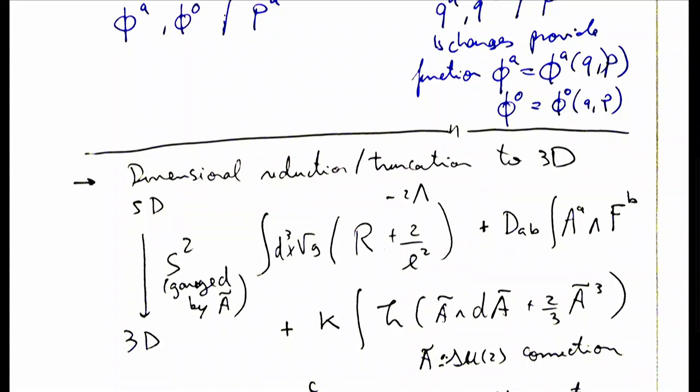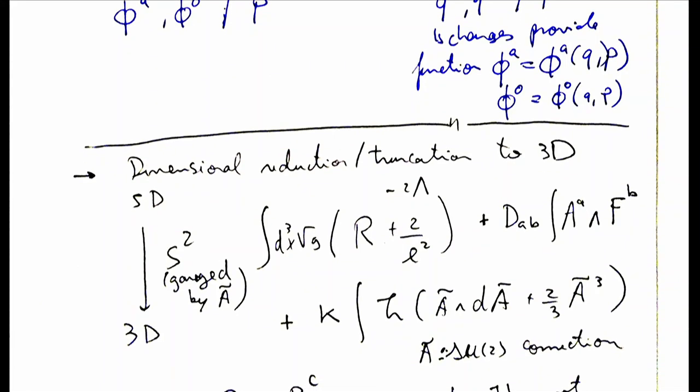But I'm interested in a 3D point of view. I just want to look at the AdS2 times S1 part. Okay, I'll focus on that. So if I reduce this on a two-sphere, what I obtain is like a truncation. In that truncation, you have the usual Ricci scalar with a negative cosmological constant.